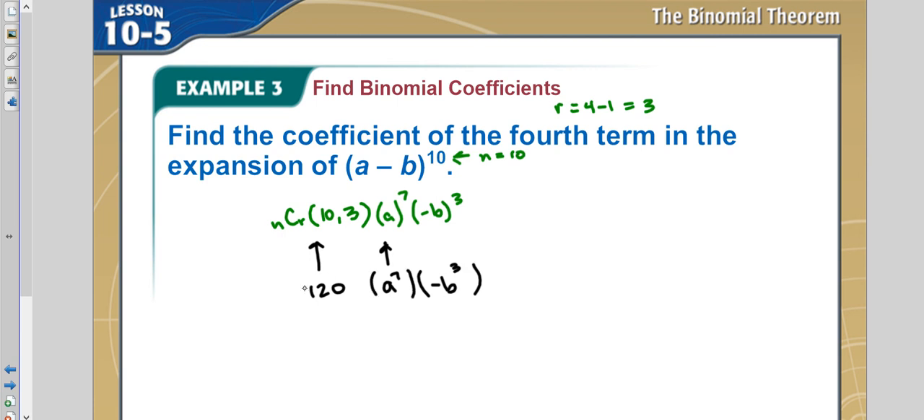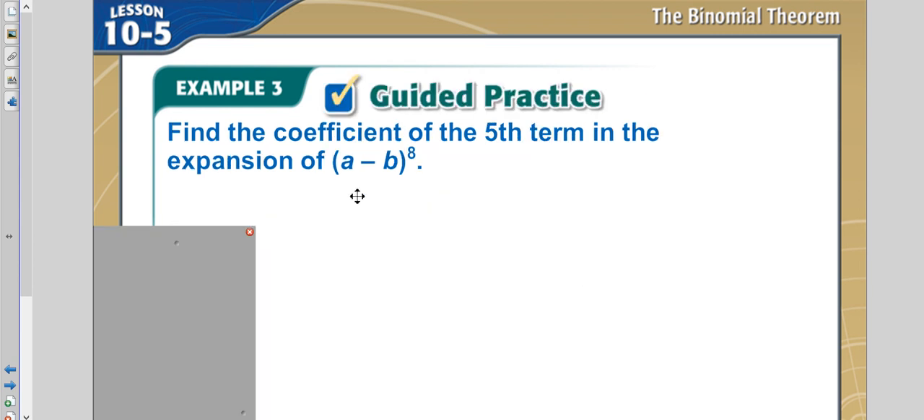And so all that happens when we multiply these is we would get a value of negative 120 a to the 7th b cubed. That would be my term right here. Now you try and see if you can figure out this one.